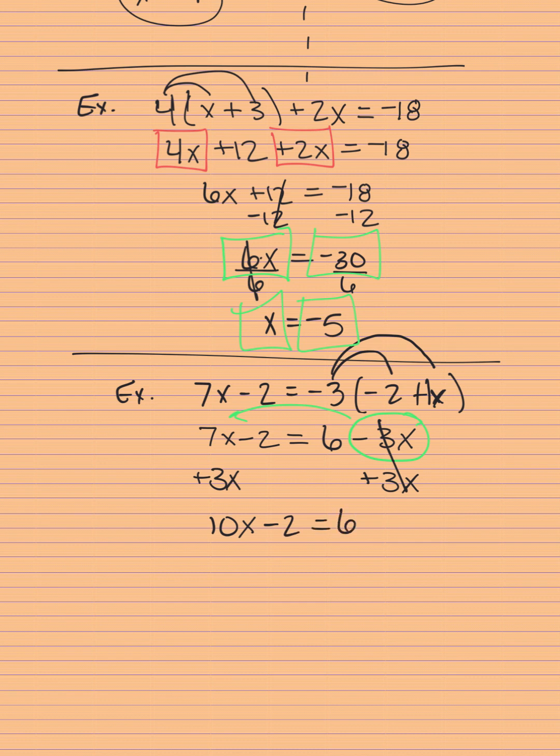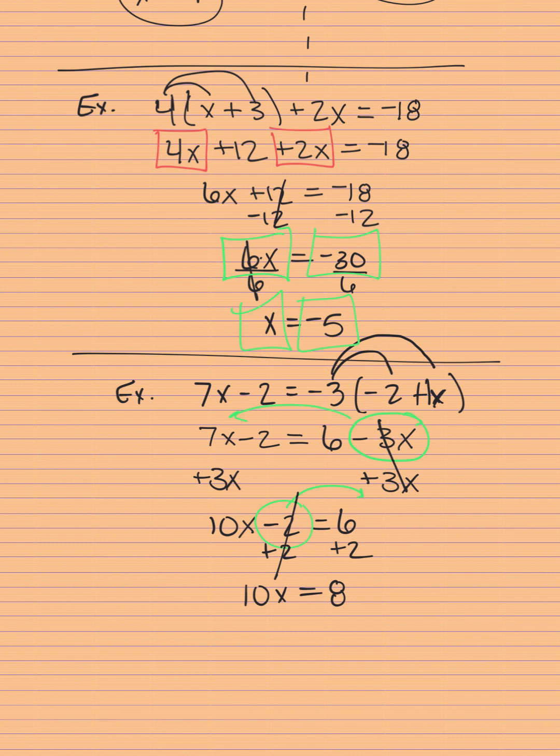So I'm getting closer. All my variables are now on the left, so I'm going to move all my constants over to the other side. So I need to move this minus 2 over to the other side. And the opposite of minus 2 is plus 2. One's on the left and one's on the right. That's 0, so it cancels. So I have 10x is equal to 6 plus 2 is 8.